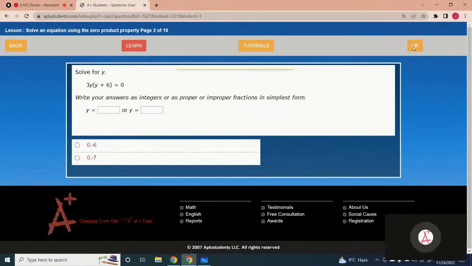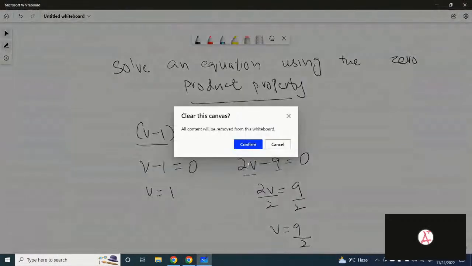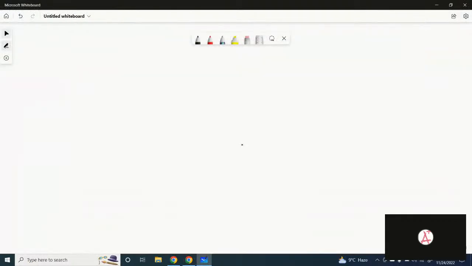Okay, the next one is 3y times (y plus 6) equals 0. You have to solve for y. Which one is confusing? The one I'm explaining? Yeah, sure, I'll explain again. Just listen to me carefully.